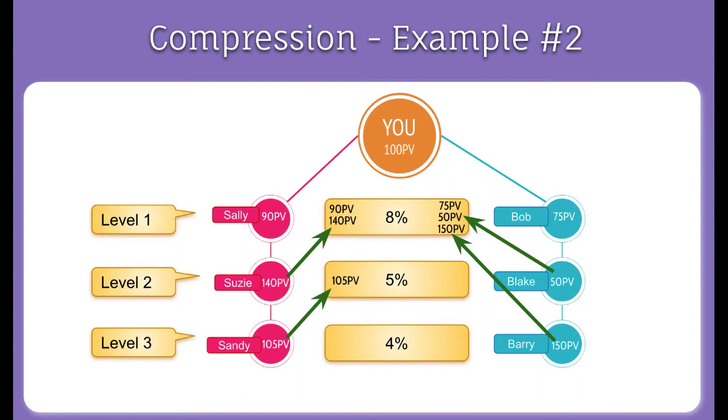Remember that compression is a virtual process that occurs when Unilevel Commissions are calculated. You can't see this virtual roll-up in your downline. If you don't understand compression, don't worry. Just understand that compression is helping to maximise your Unilevel commission.